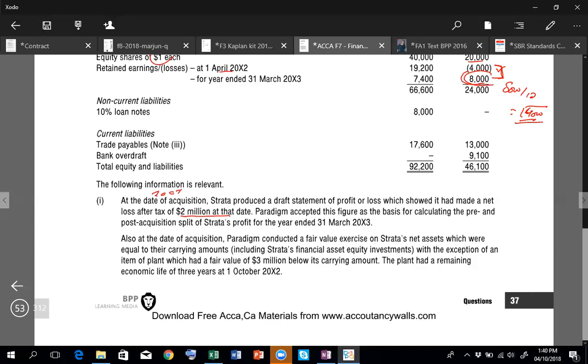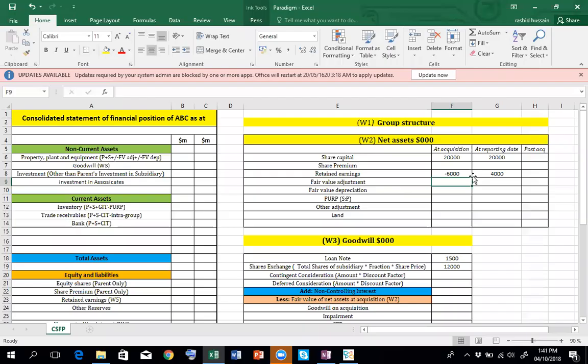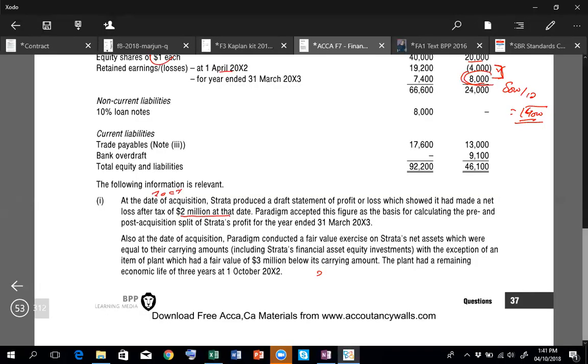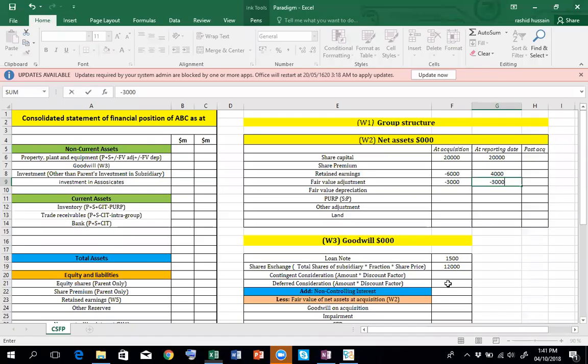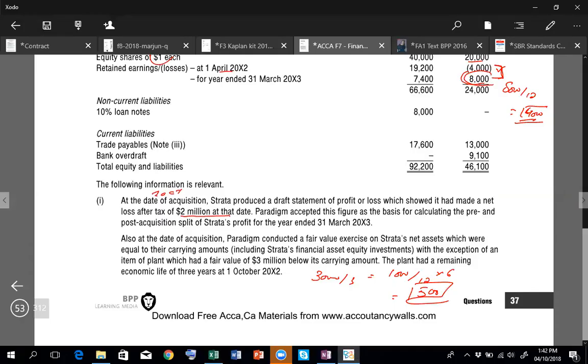Also at the date of acquisition, Paradigm conducted a fair value exercise, which were equal to their carrying amounts with the exception of the item which had a fair value of 3 million below its carrying amount. So we will deduct 3,000 from the acquisition date, and we are going to deduct 3,000 from the reporting date. The plant had a remaining life of 3 years, so 3,000 divided by 3 gives you 1,000. 3,000 is the value below the carrying amount, which means depreciation of 1,000 per year has been charged extra. For the 6 months calculation, divide by 12 and multiply by 6. So 500 depreciation has been charged extra because they charged it on the full amount rather than on the fair value. So we are going to add back the 500 depreciation at the reporting date. Okay, fine. We are done with that.